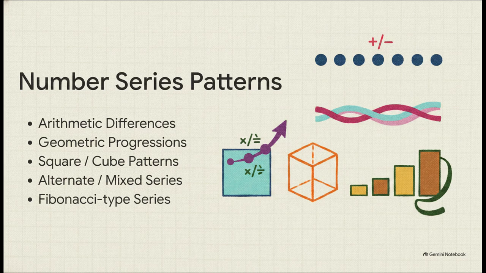Sometimes they're going to try to trick you with an alternate or mixed series. This is literally two different series happening simultaneously, woven together like a puzzle. And hey, don't forget the Fibonacci type series, where each term is just the sum of the preceding ones. The real trick here? Never look at the numbers as isolated digits. Instead, see them as steps in a highly structured dance.